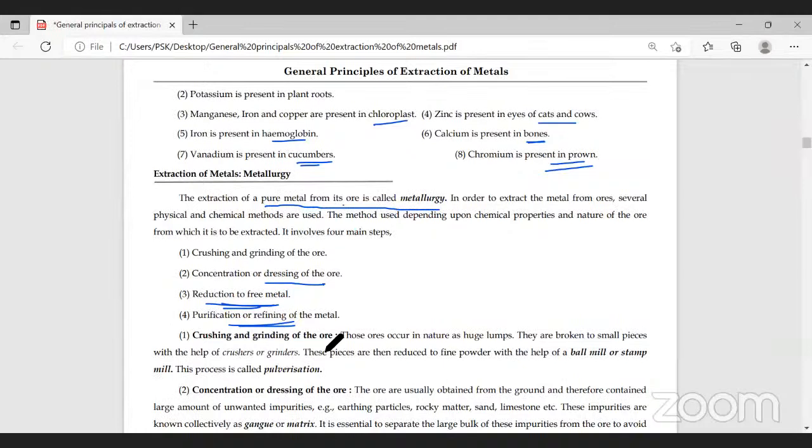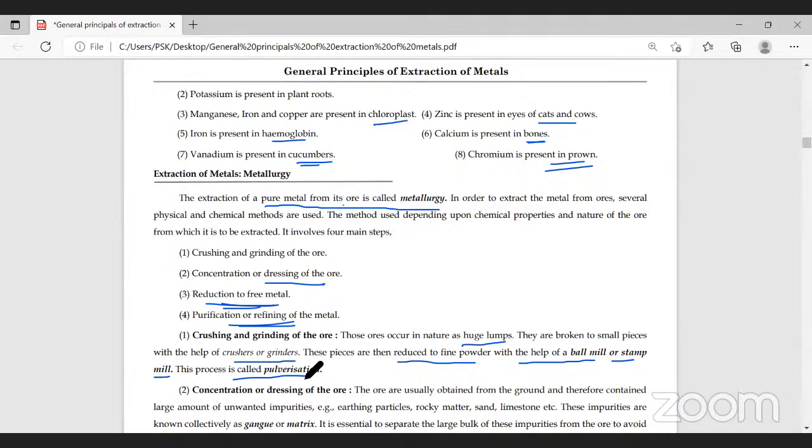Now, crushing and grinding of the ore. Ores occur in nature as huge lumps. In the earth's crust, ores exist as huge lumps, big boulders. They are broken into small pieces with the help of crushers or grinders. These pieces are then reduced to a fine powder with the help of ball milling or stamp mill. This process is called pulverization.